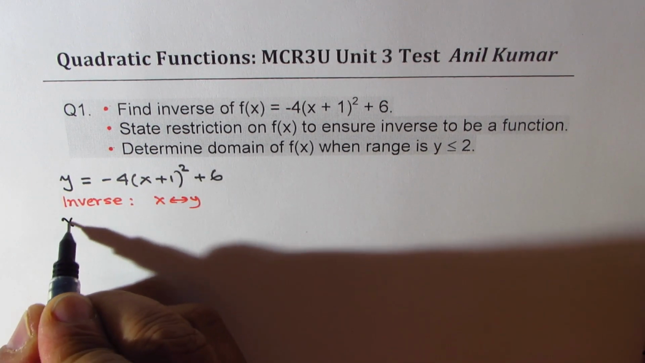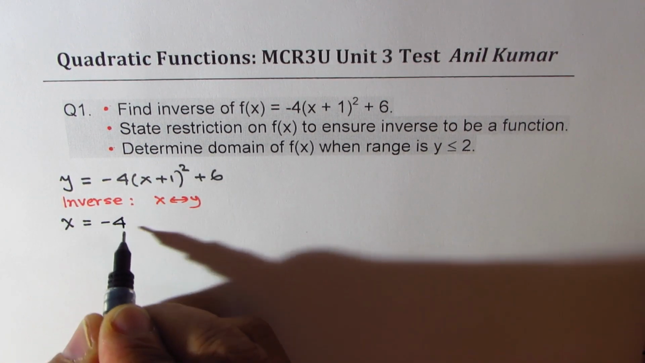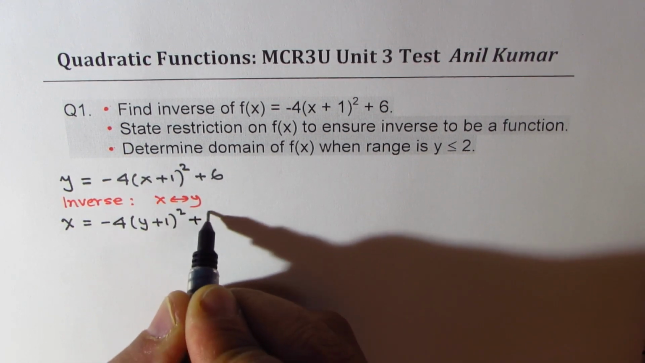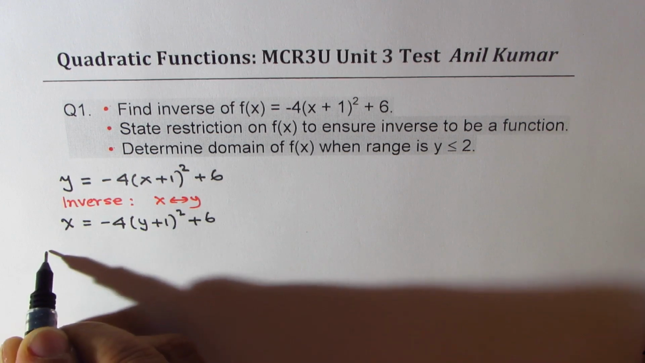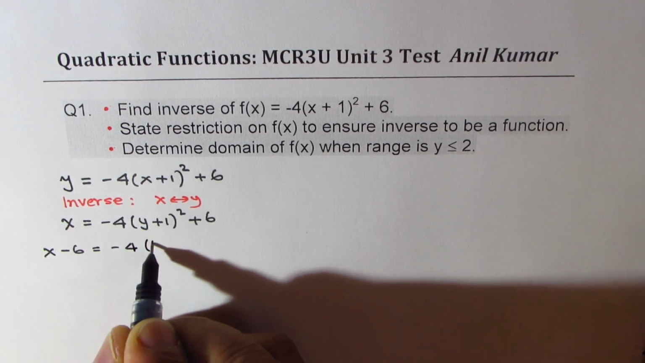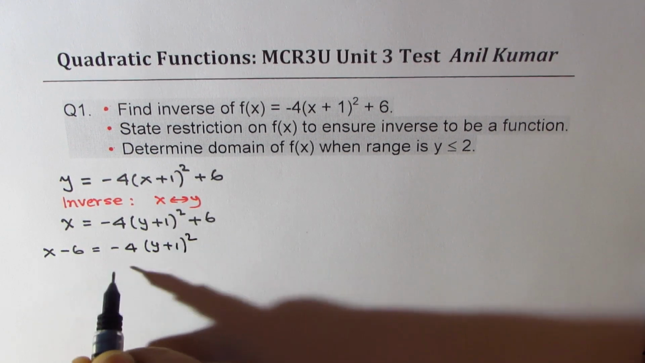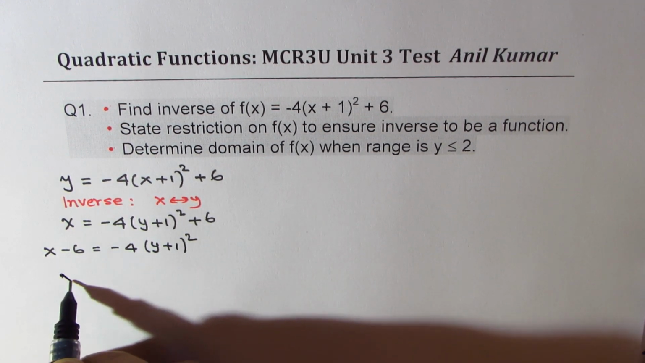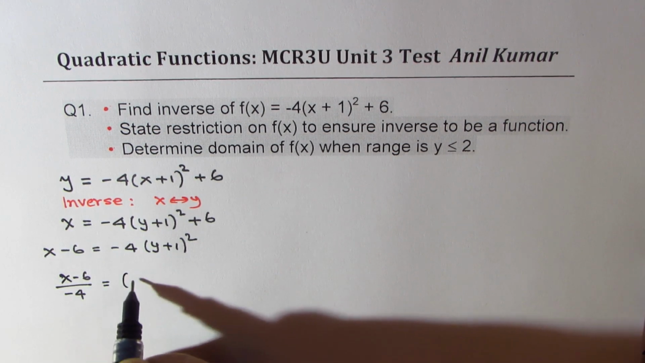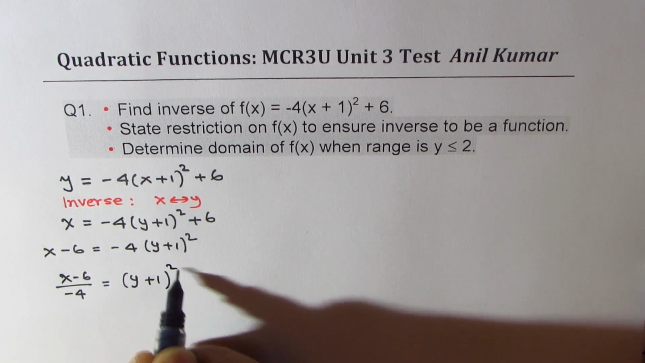So we could write this as x equals to minus 4 times (y plus 1) whole square plus 6. And now we'll take 6 to the left side. We get minus 4 times (y plus 1) whole square. Dividing by minus 4, we get (x minus 6) divided by minus 4 equals to (y plus 1) whole square.